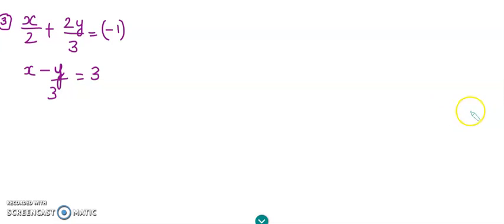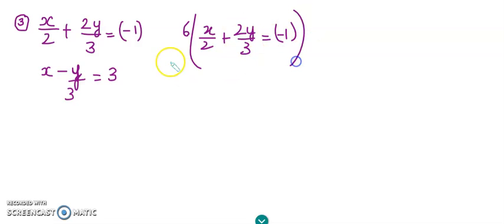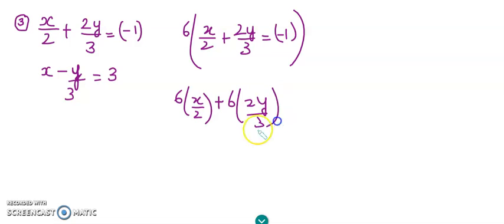Okay, next. Now here, the equation has two fractions, 2 and 3. So what do we do? LCM. So the LCM of 2 and 3 will be 6, right? So we are going to multiply the whole equation by 6. So x by 2 plus 2y by 3 equals minus 1. Let's multiply 6 times x by 2 plus 6 times 2y by 3 equals 6 times minus 1.